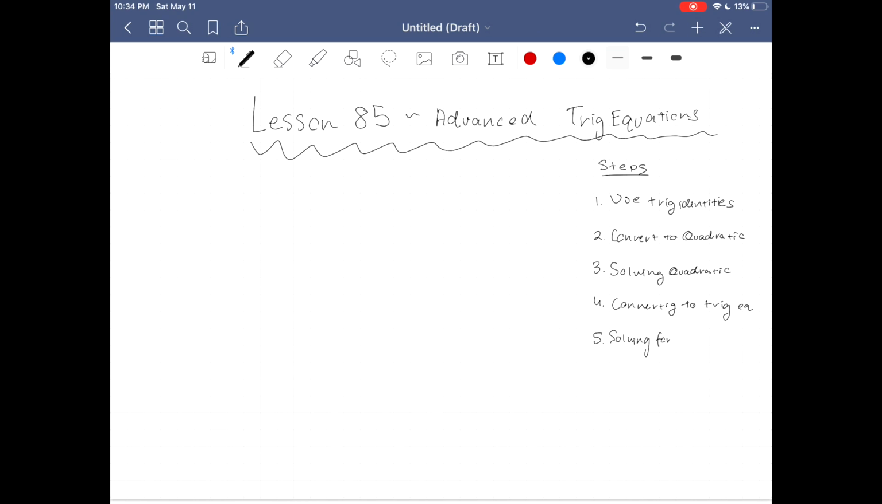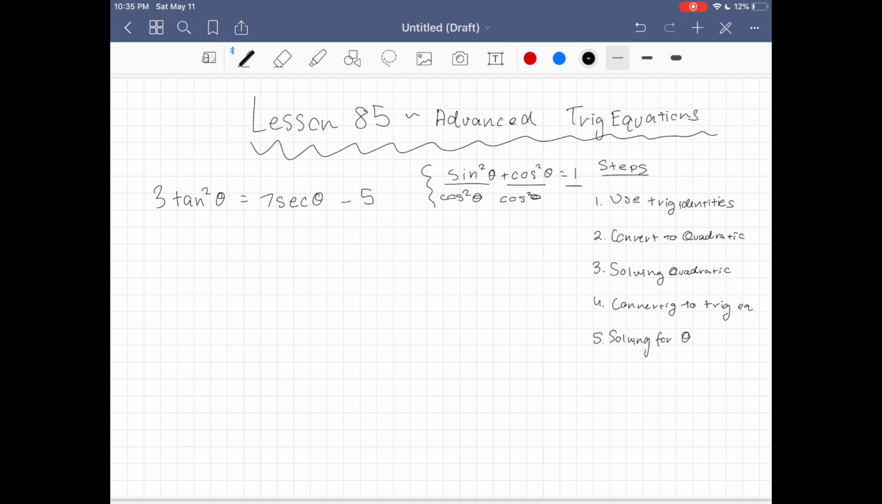for theta. So the problem we're trying to solve is 3 tan squared theta is equal to 7 secant theta minus 5. Okay, so the first thing we need to do is use the trigonometric identities. So we have sine squared theta plus cosine squared theta equals 1. You divide this by cosine squared theta, and you got tangent squared theta plus 1 equals secant squared theta.